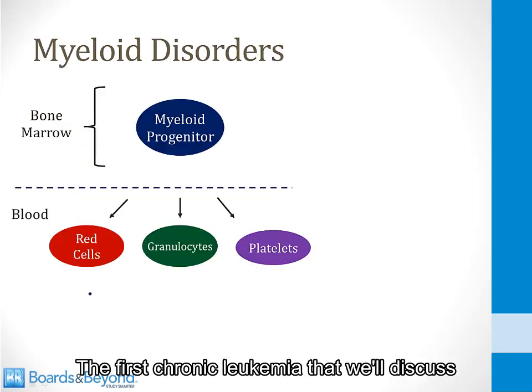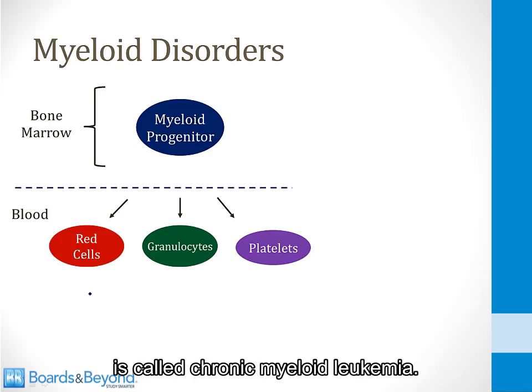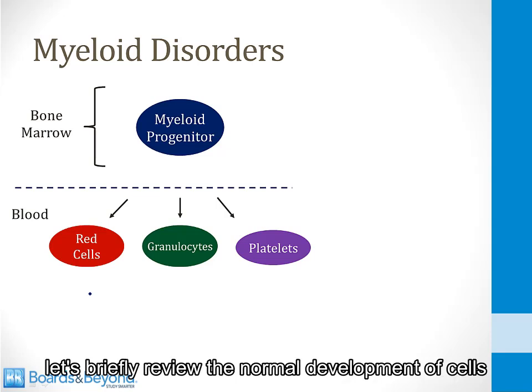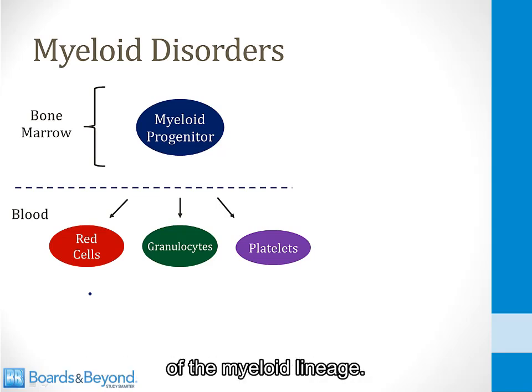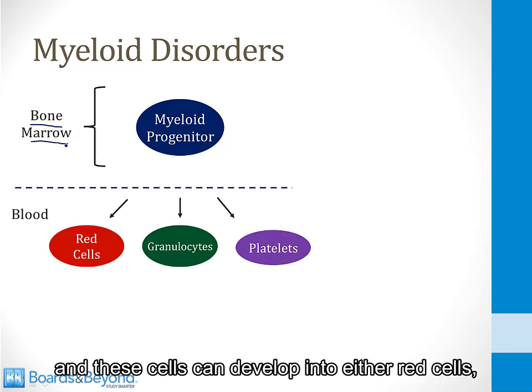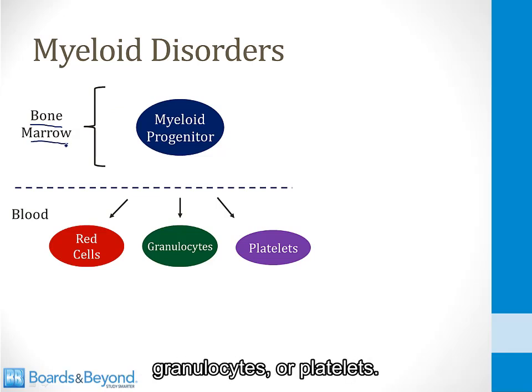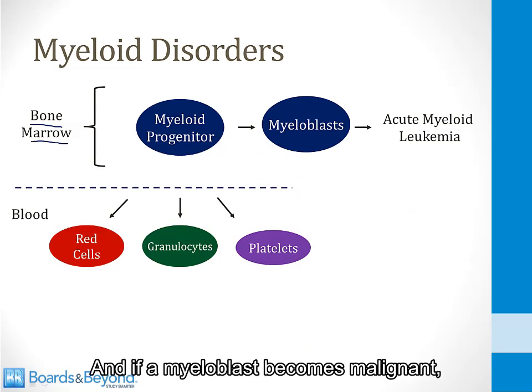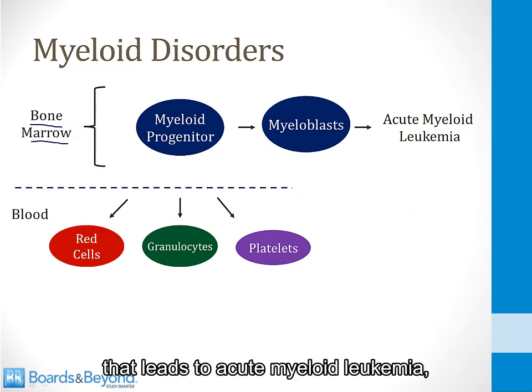The first chronic leukemia that we'll discuss is called chronic myeloid leukemia, and in order to understand this disorder, let's briefly review the normal development of cells of the myeloid lineage. So in the bone marrow, you can find myeloid progenitor cells, and these cells can develop into either red cells, granulocytes, or platelets. Now, myeloid progenitor cells can also develop into myeloblasts, and if a myeloblast becomes malignant, that leads to acute myeloid leukemia, which I discuss in another video.